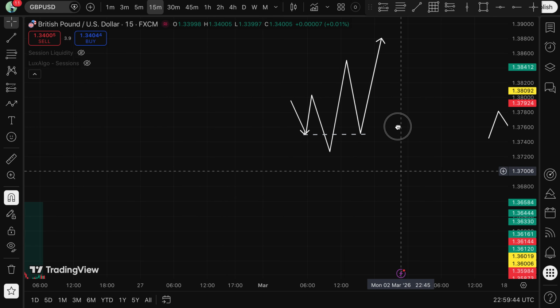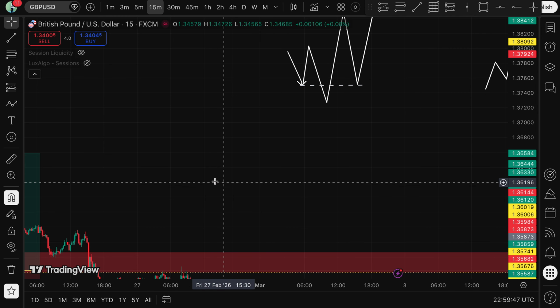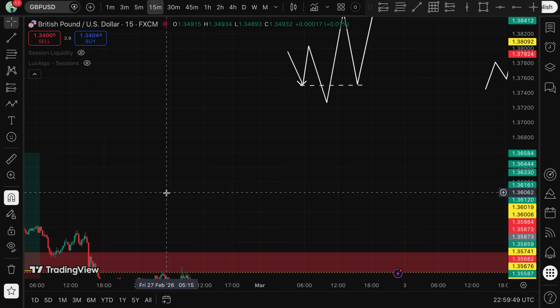So let me just go to the market and show us a quick example of how this pattern looks, the continuation pattern and the reversal pattern.